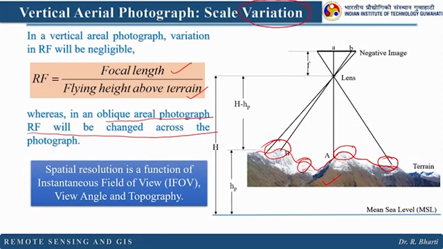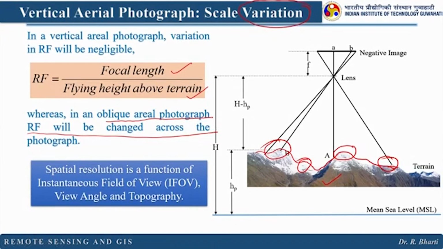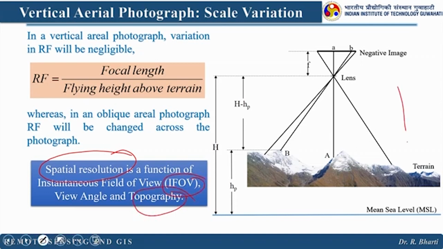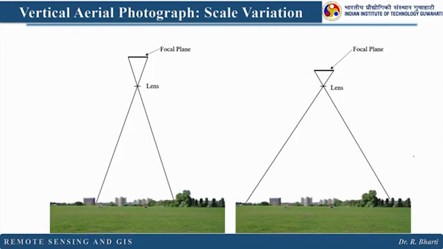Spatial resolution is a function of IFOV, view angle and topography. This gives you a hint of how to estimate the scale, because every time you calculate the photo distance, it depends on the elevation of the ground at that particular position and the spatial resolution acquired by your sensor at that location, because that changes the scale. The topography effect on spatial resolution comes through IFOV and elevation, so it is very important to understand these effects.